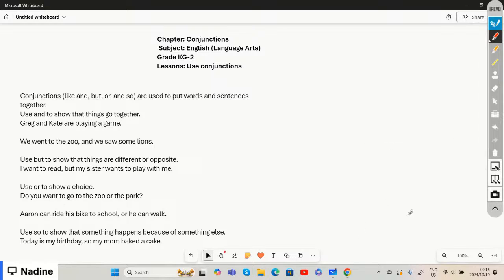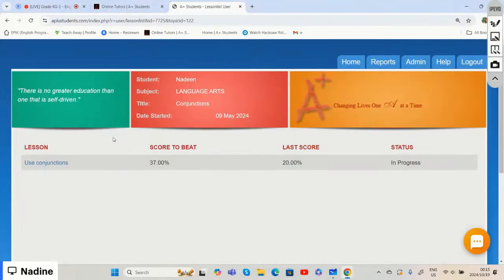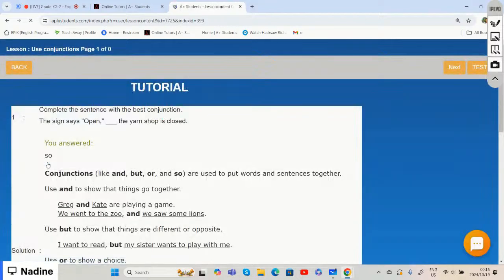All right, so now we're going to aplusstudents.ca, and we're going to use conjunctions.